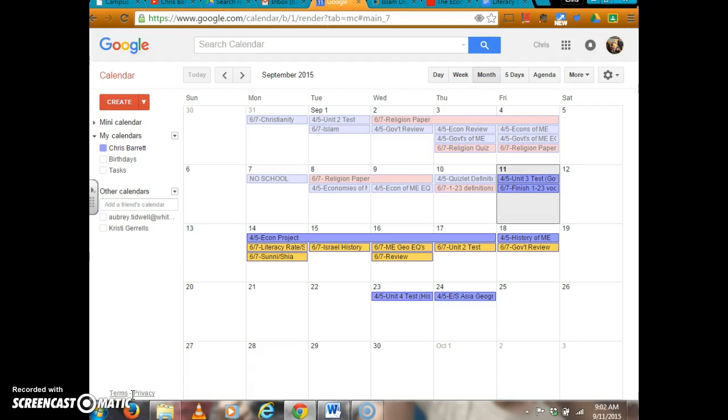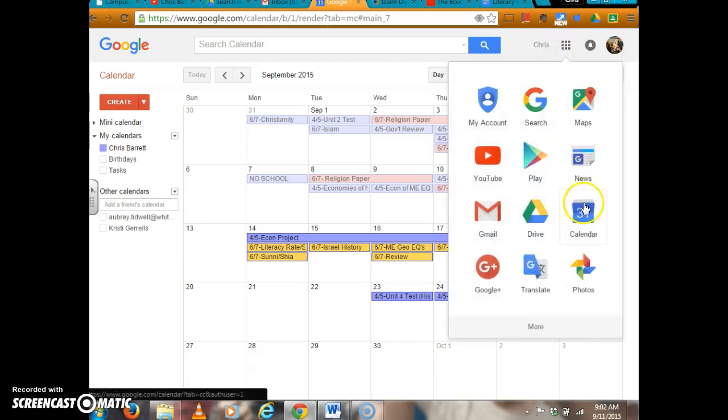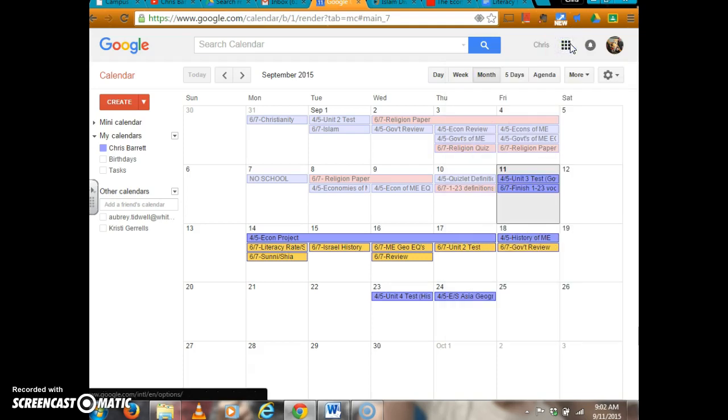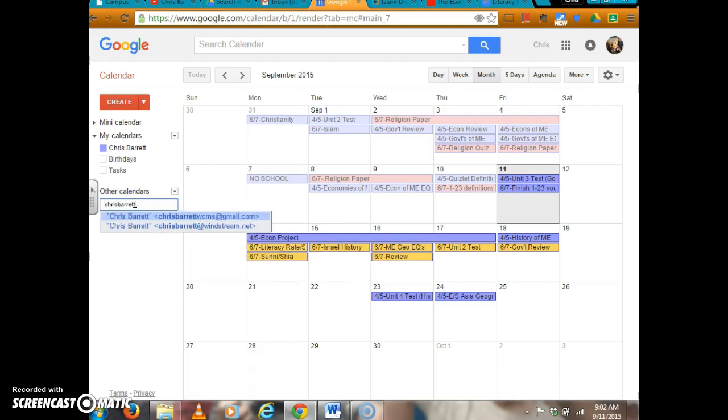So today, once you log in and go to your 9 boxes, I want you to go to Calendar. Now, you all should have shared my calendar with yourself. If you've not done that, you go to Add a Friend's Calendar and you type in a little different address than normal, Chris Barrett, WCMS at gmail.com. So that is the calendar that you need to get if you do not have it. Chris Barrett, WCMS at gmail.com.